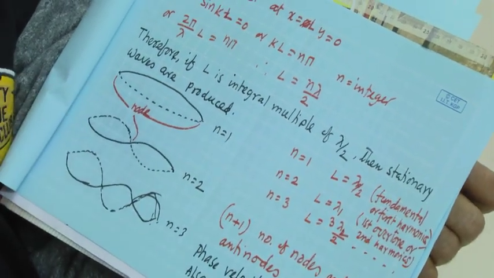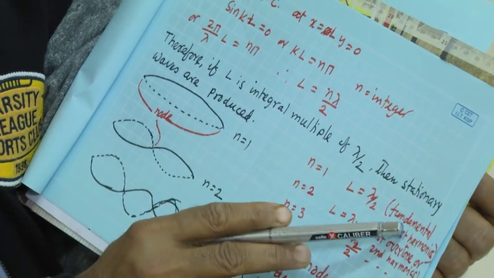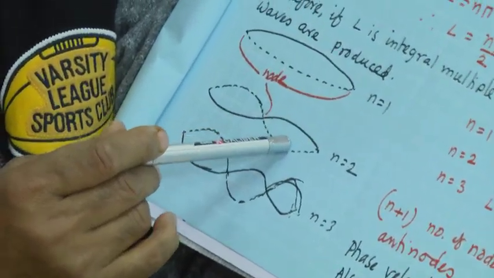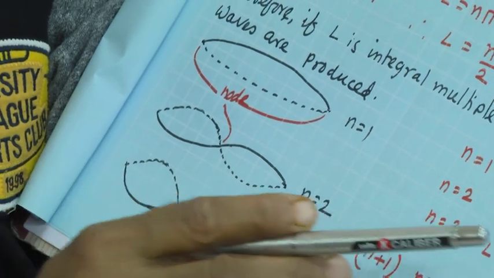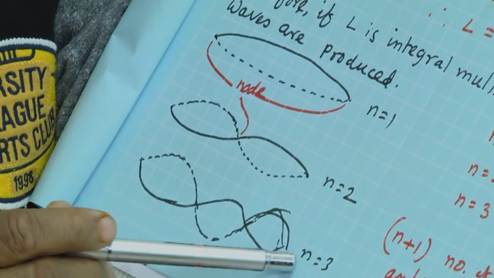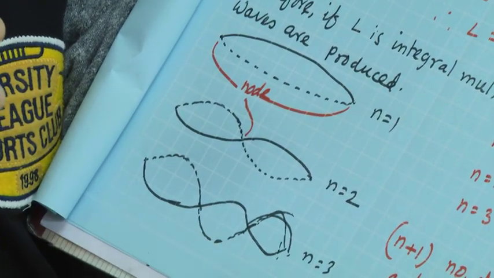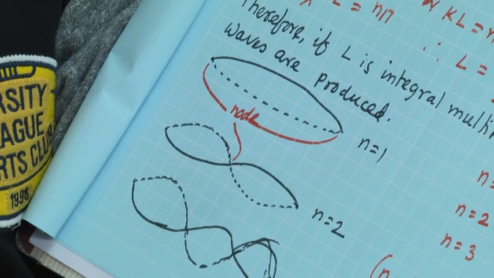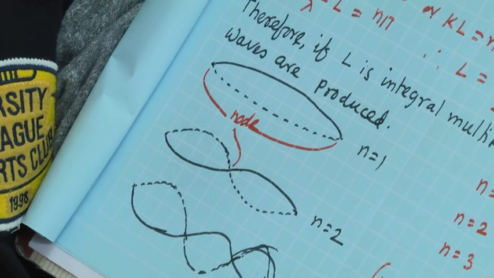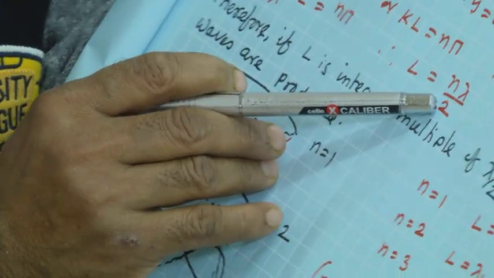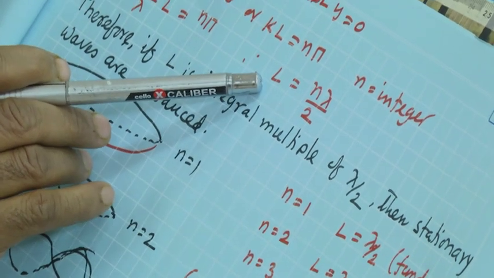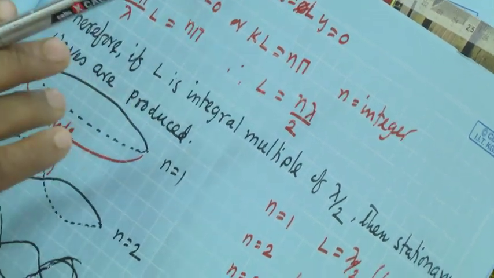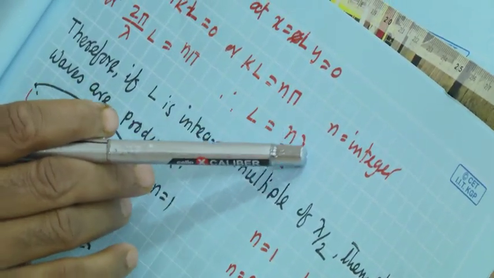If the number of antinodes is 1, that is the fundamental mode or first harmonic. If the number of antinodes in the string is 2, then n equal to 2, which is the second harmonic or first overtone. If n equal to 3, there are 3 antinodes. So I can count the number of nodes or, basically, the number of antinodes n, and the length of the string I know, so then I can find out lambda.